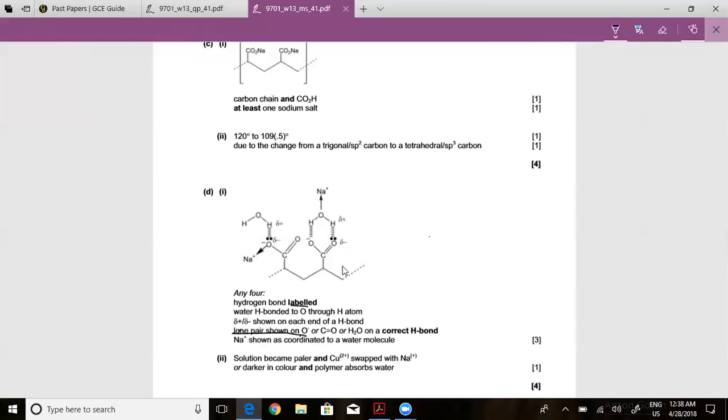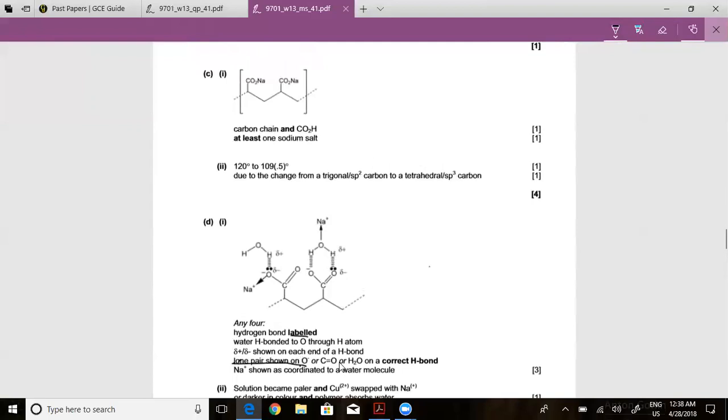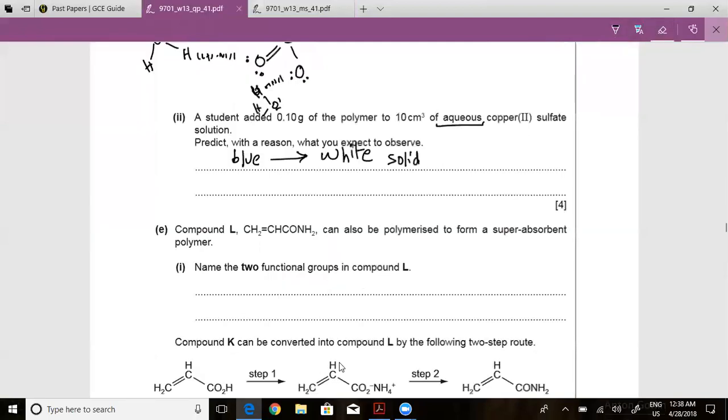Whoops. Solution becomes paler and Cu2 plus swapped with Na. Okay. Solution becomes paler, doesn't go white. I think we overestimated its absorption powers. So let's go. This becomes paler. And the reason for it becoming paler is एक तो copper substitutes with sodium, and sodium sulfate का acids कोई color नहीं होता. And the second reason is because वैसे ही थोड़ा सा पानी and all is being absorbed. ठीक है.